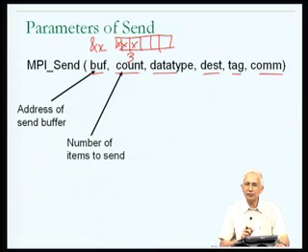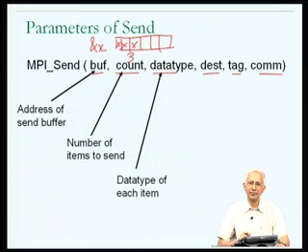Now, how big is each of the values that is to be sent? That is specified by the third parameter, which is the data type. The data type specifies the type of each of the elements which is supposed to be included in the message that is sent. So, if for example this is a buffer of integers, then the fact that it is integer is what will be conveyed in the data type.